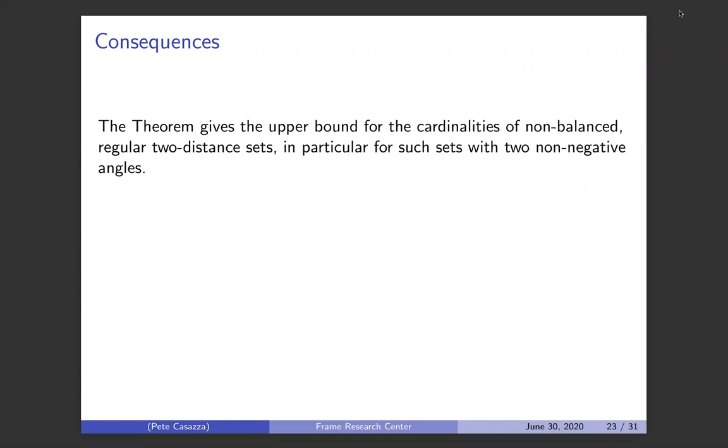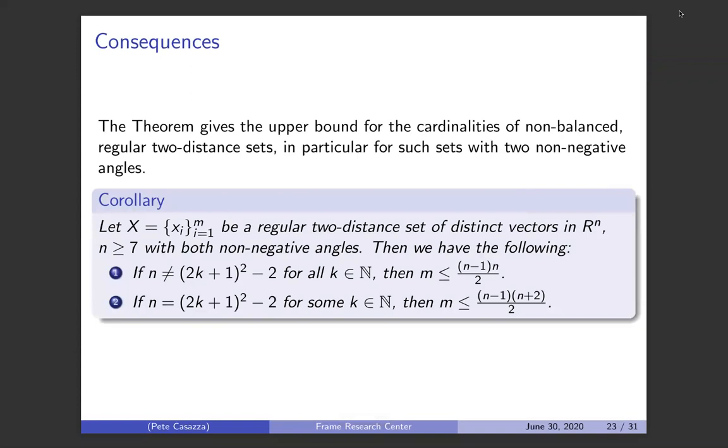This theorem gives the upper bound for the cardinalities of non-balanced regular two-distance sets, in particular for such sets with two non-negative angles. So a corollary of the theorem is, if X is a regular two-distance set of distinct vectors in R^n, and they both have non-negative angles, then we have the following. n can't be one of these unusual cases, an odd number squared minus 2, and m has to be smaller than (n-1)n/2.